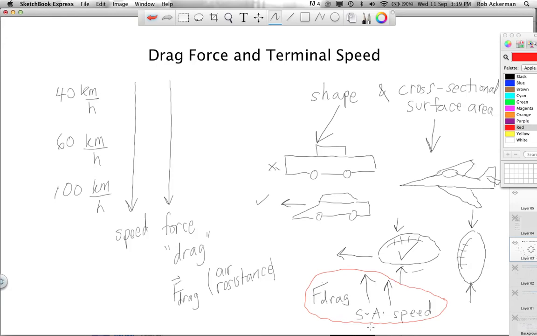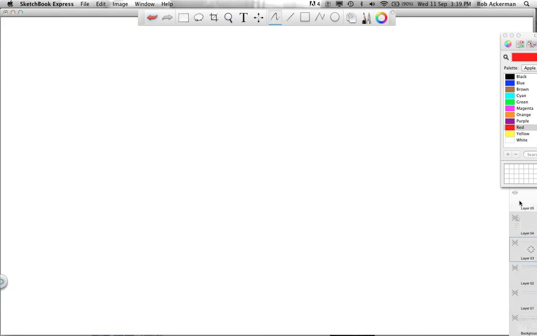as we move on to an actual analysis of how these ideas are going to affect objects falling through the air. So let me close this off and go on to another page. I'd like you to imagine an object actually falling.